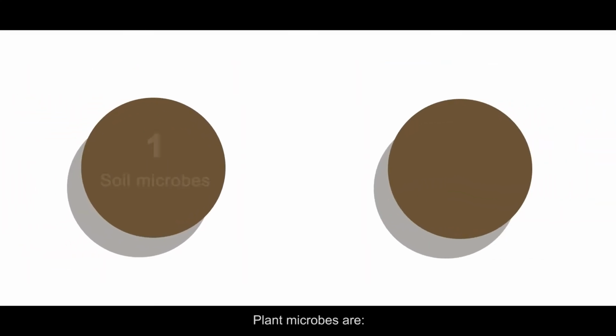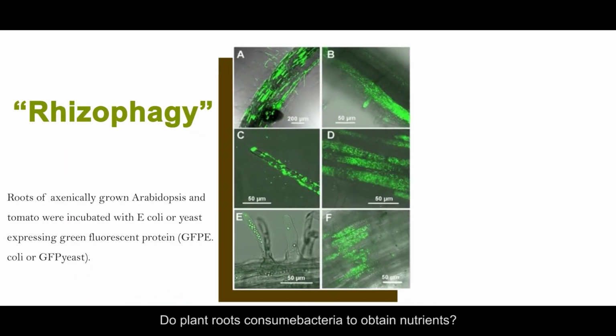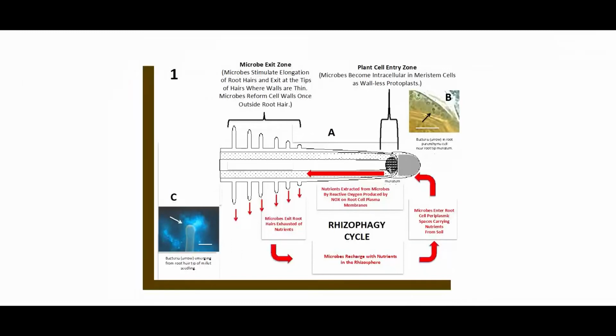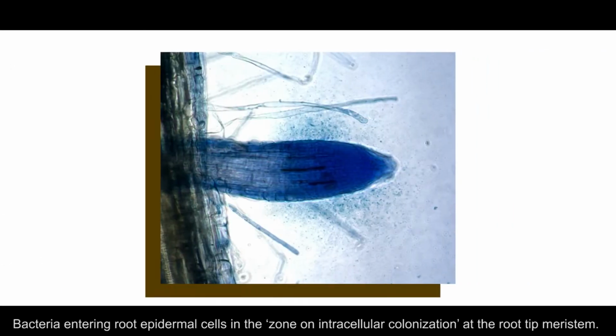Plant microbes are: one, soil microbes; two, seed vectored. Rhizophagy. Do plant roots consume bacteria to obtain nutrients? Grass roots show numerous root tip meristems. These root tip meristems are the sites of internalization of microbes and extraction of nutrients from microbes in the rhizophagy cycle. Bacteria entering root epidermal cells in the zone of intracellular colonization at the root tip meristem.